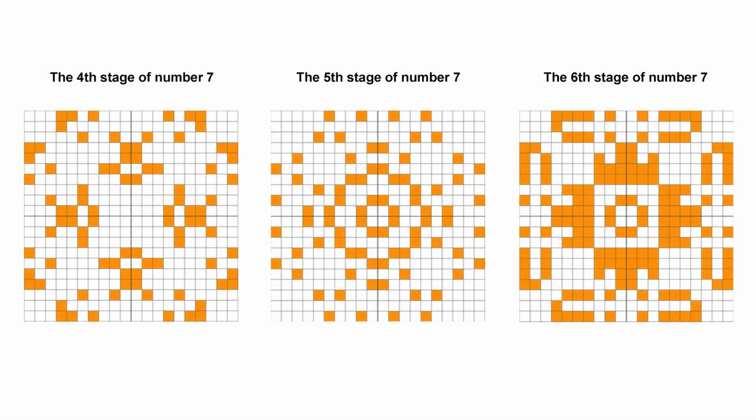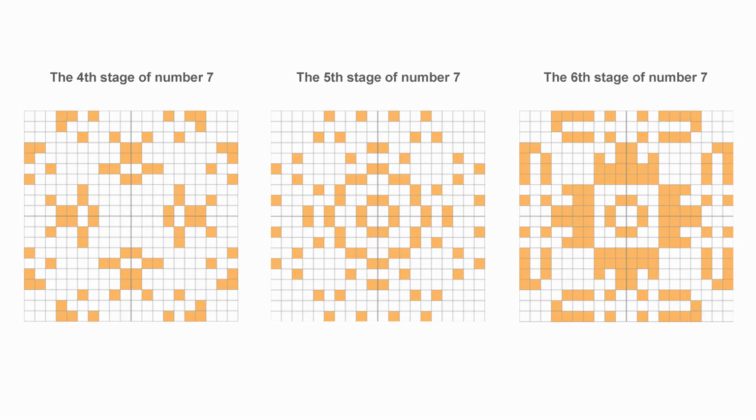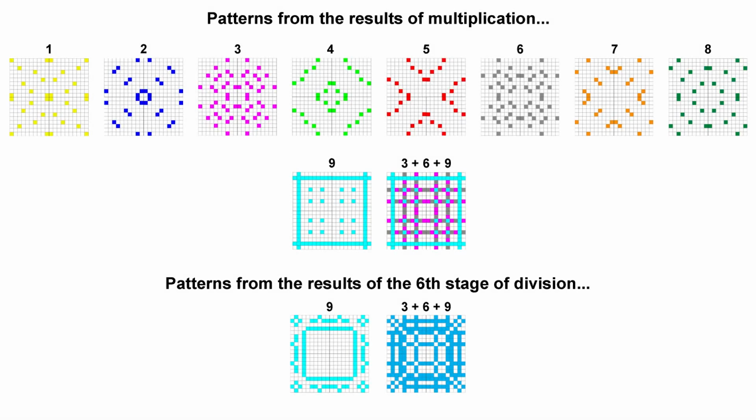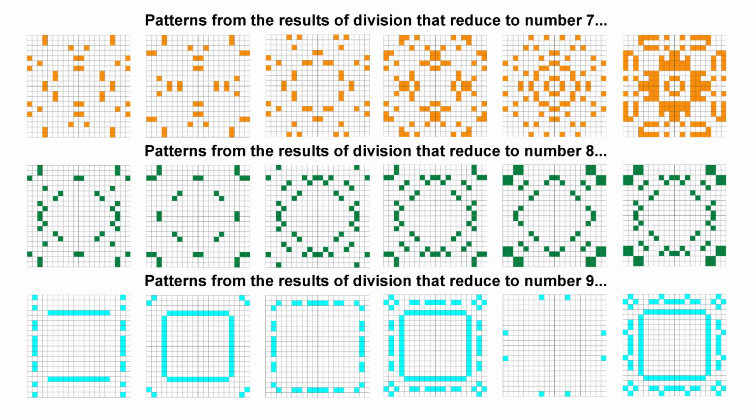Here we can appreciate the last three patterns side by side. As seen before in the multiplication results, the pattern from the sixth stage of number 9 in the results of division resembles a net or windows, and the final stage of 3, 6 and 9 still shows a trinity in unity. But this time from a different perspective. This validates the 6 stages of division.